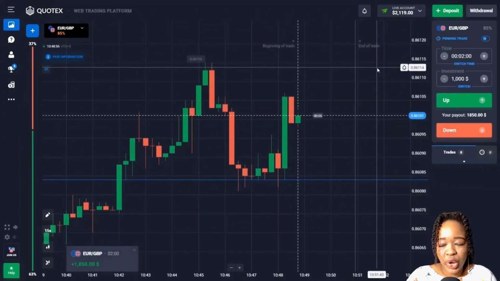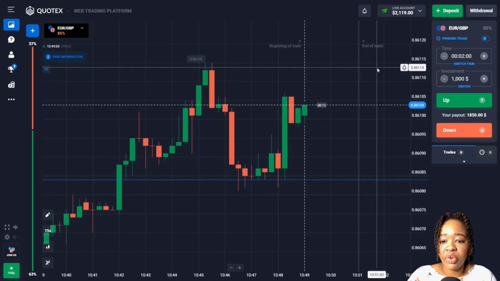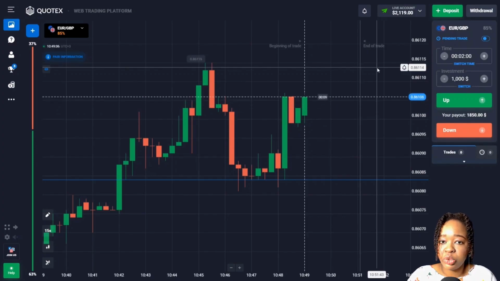So guys, that was quite excellent. You can see that the price moves according to my scenario and it was able to move up from the support level. I made very good profit here. Let me continue.